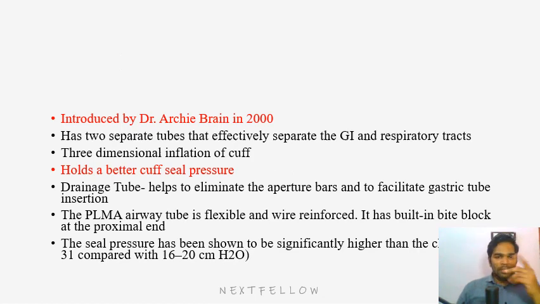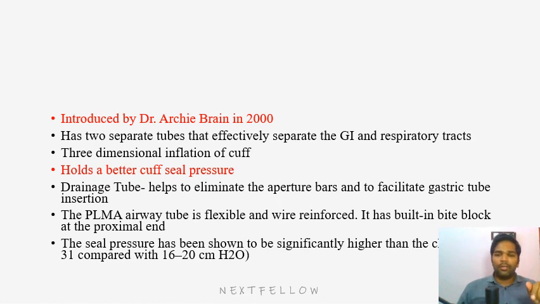Now this tube was introduced by the great Dr. Archie Brain in 2000. Initially this LMA was introduced in 1998. That was LMA Classic. So first he was the one to find it. Then in 2000 he found out ProSeal LMA. For ProSeal LMA, you may get a question: it has two separate tubes effectively separating the GI and respiratory tract. We know that.